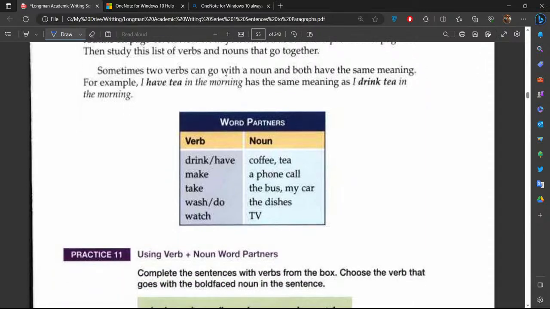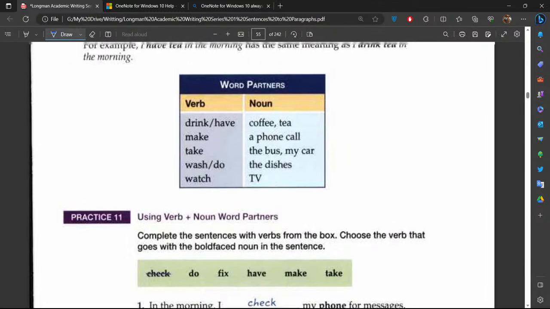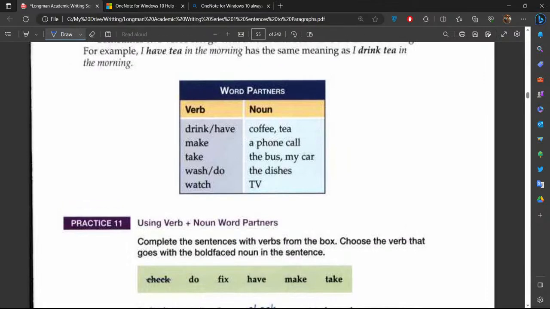Sometimes two verbs can go with a noun and both have the same meaning. For example, I have tea in the morning has the same meaning as I drink tea in the morning. Okay, I drink or I have coffee, tea. Make a phone call. Take the bus, my car. Wash, do the dishes. Watch TV.